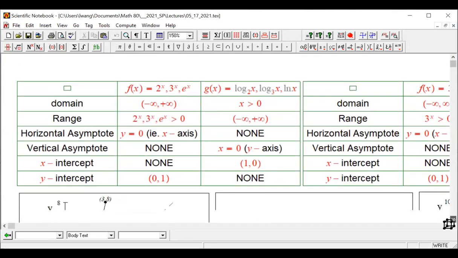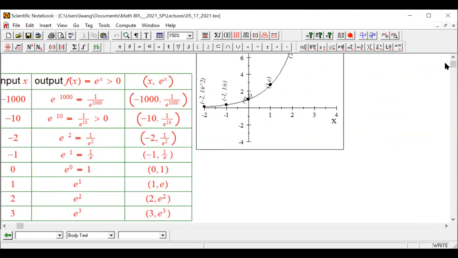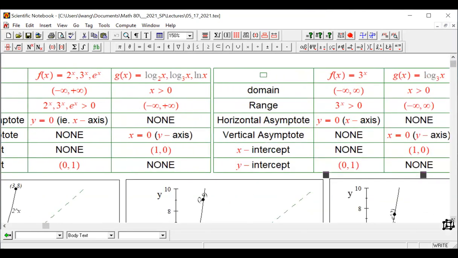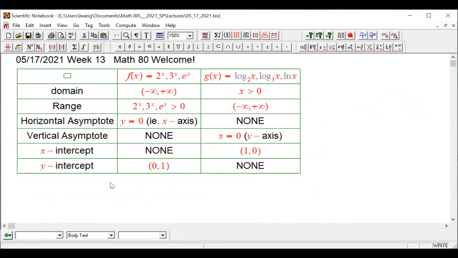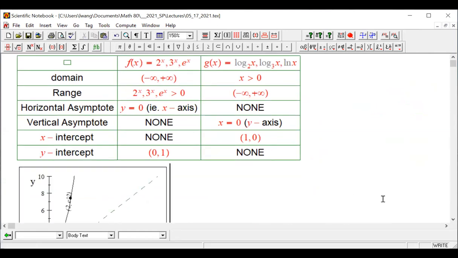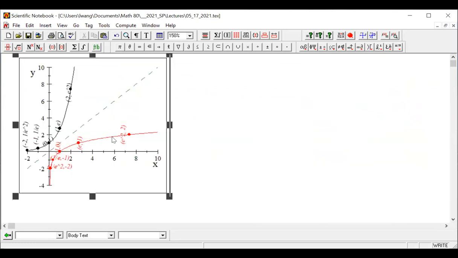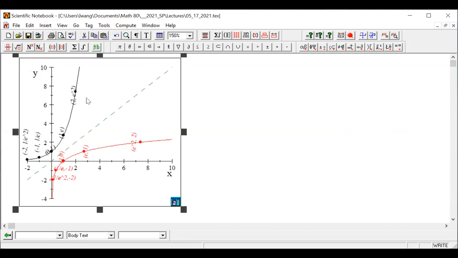Guess what I'm going to do? I'm going to keep the e to the power x, because this is the picture we regard as the most important. e to the power x, sorry about that. This is e to the power x, this is ln x.